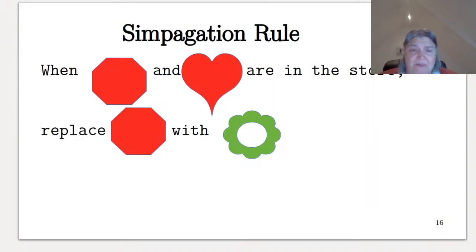However, remember, you might want to do both things. You might want to leave some things and retain others. So let's have a third rule, a so-called simpagation rule. When there is a stop sign and a heart in the store, replace the stop sign with a flower. So we're going to remove the stop sign and add the flower. The heart is going to remain. Now, notice I said with the exact same constraints. This actually makes simpagation slightly different than using simplification and then re-adding the heart as well as the flower.